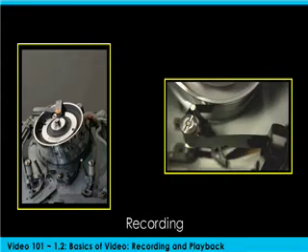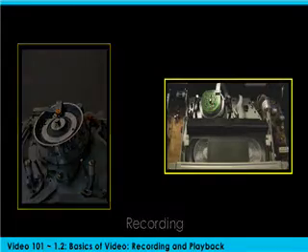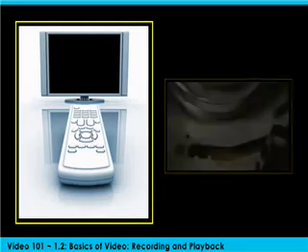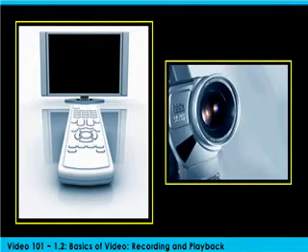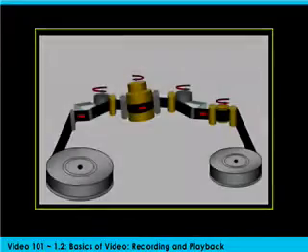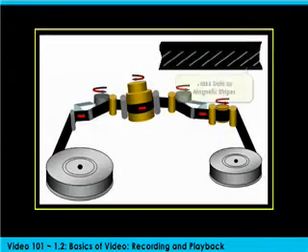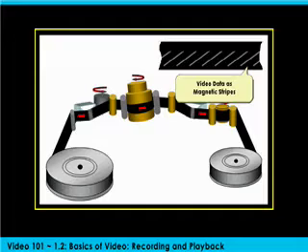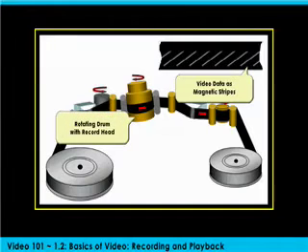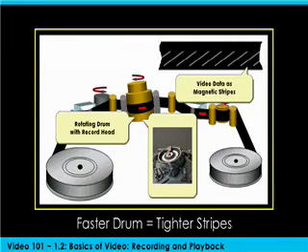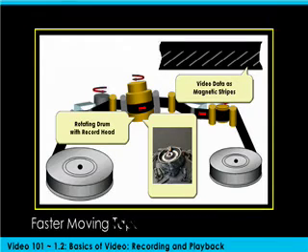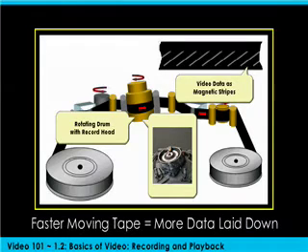The video data comes into the recorder from a source, which could be a television set tuned to a particular channel, or the imager device on a camcorder. The data is recorded onto the tape as a series of magnetic stripes. The drum is at an angle to the tape, so the record heads write the data stripe diagonally across the tape. A faster drum means data stripes can be stacked tighter. The faster the tape moves through the recorder, the more data stripes can be laid down.